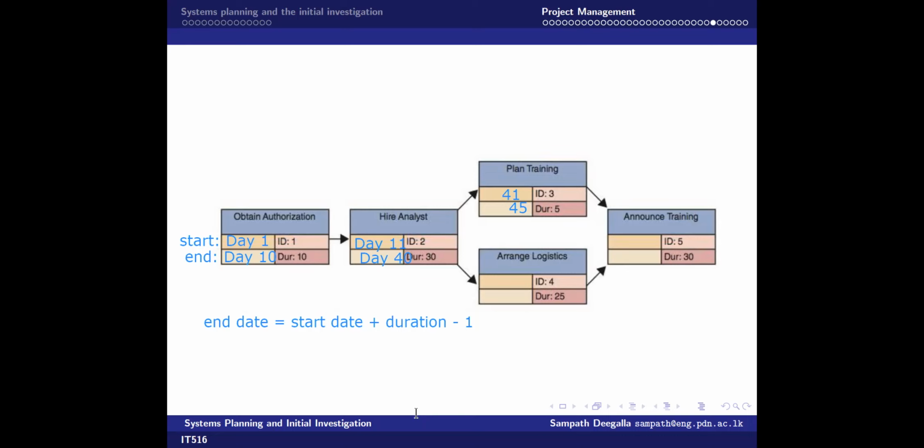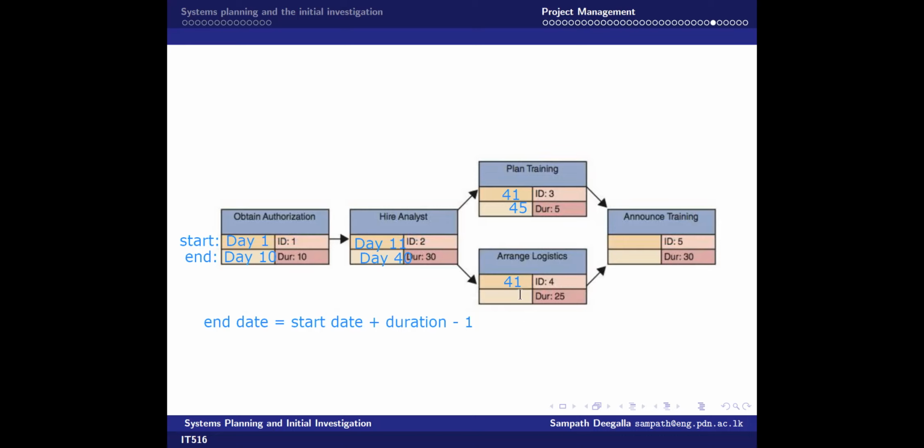Prasad? 41. Yes, Prasad says 41. Which one is the correct one? Is it 46 or 41? 41. Yeah, arrange logistics can start right after task 2. That means task 2 ends in day number 40, so we can start with 41. I hope you understand now, because you depend only on task 2, not on 3. If you depend on task 3, yes, you have to say 46. But in this particular case, it depends only on task number 2. So which means day number 41.